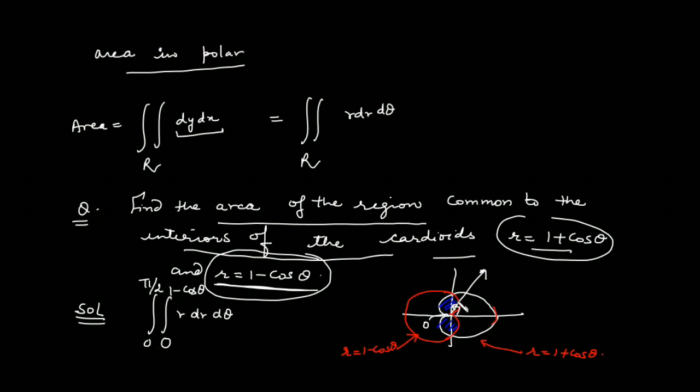Now this is the area of the first small portion, but we have to find the area of all 4, so we take 4 times. So this is the area of the region which is common to the interior of the cardioids r is equal to 1 plus cos theta and r is equal to 1 minus cos theta. Now you just simplify this. First integrate with respect to r and substitute the limits, then integrate with respect to theta and substitute the limits. So this is the area of the common region.